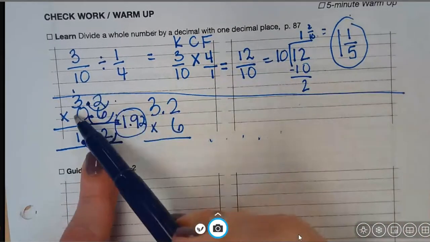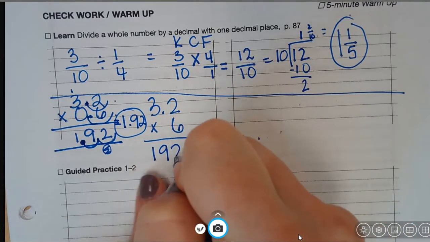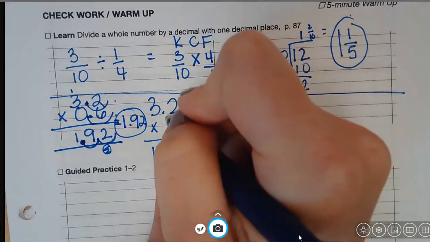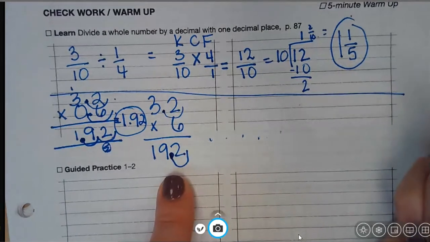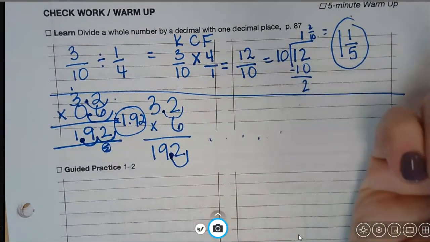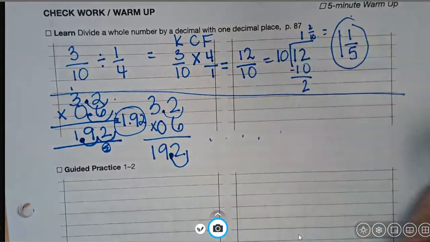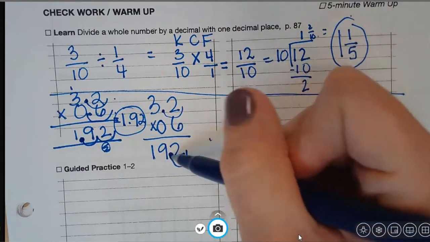Okay, because I solved this, I should also know the answer to this one. I should know that the digits should be 1, 9, 2, and then I should only go in 1 decimal point instead of the 2, because this would be the same as 6, and I just don't have the extra decimal point there. So if you did 3 and 2/10 on your calculator times 6, it should equal 19 and 2/10.